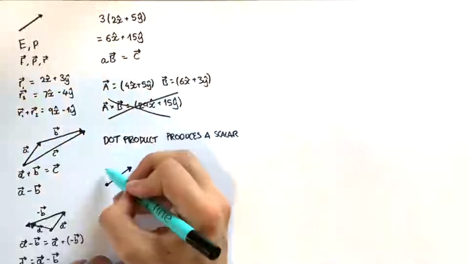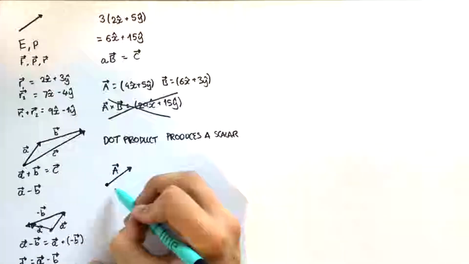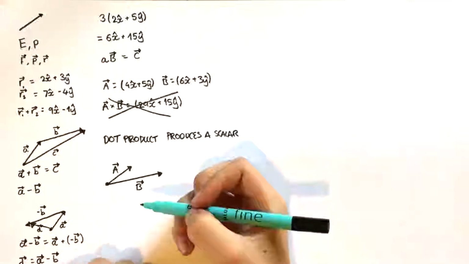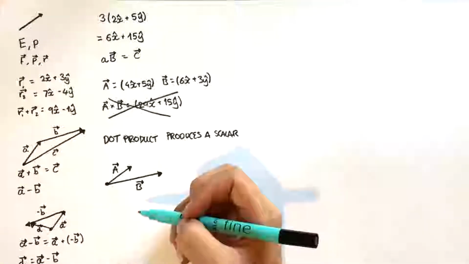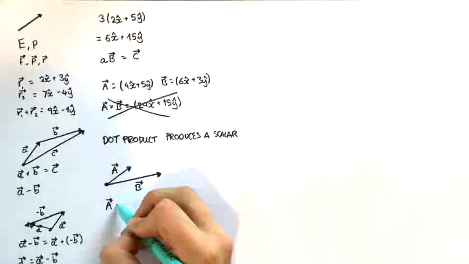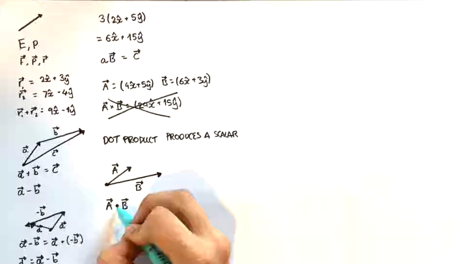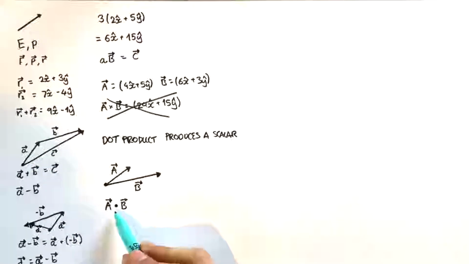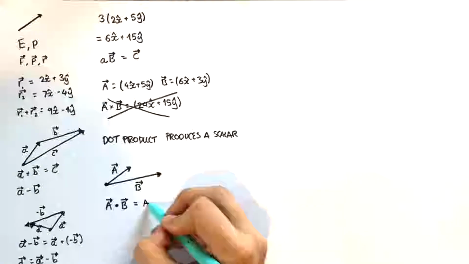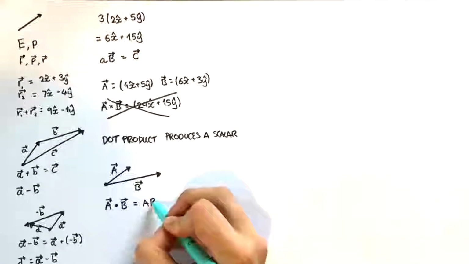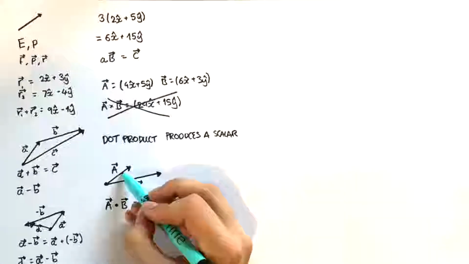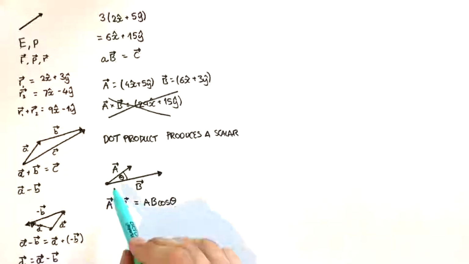So let's say we have two vectors. We have vector A and we have vector B. So we want to find the dot product of two vectors. Well, the way to actually calculate it is we can say that A dotted with B, this little dot notation means we're taking the dot product between vector A and vector B, is one and the same as the magnitude of A multiplied by the magnitude of B multiplied by the cosine of the angle between A and B. And that angle we're going to call theta.